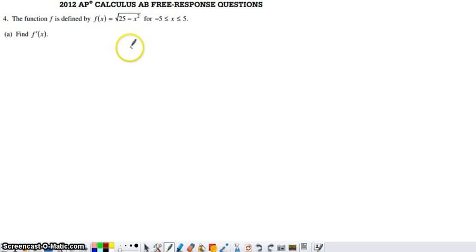This will be part A of problem number 4 from the 2012 AB exam. They give us a function, they give us the domain of that function, and in part A they ask us to find the derivative of that function. So this shouldn't be too bad.